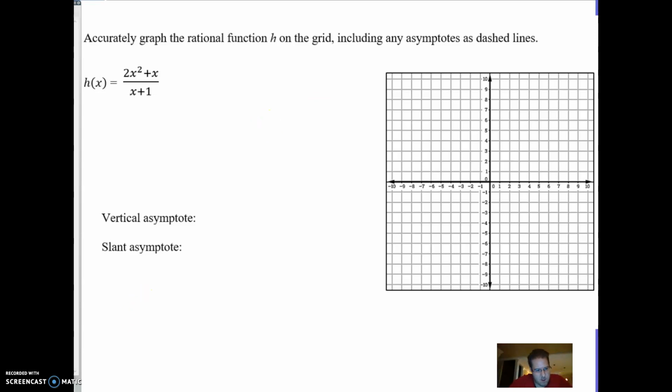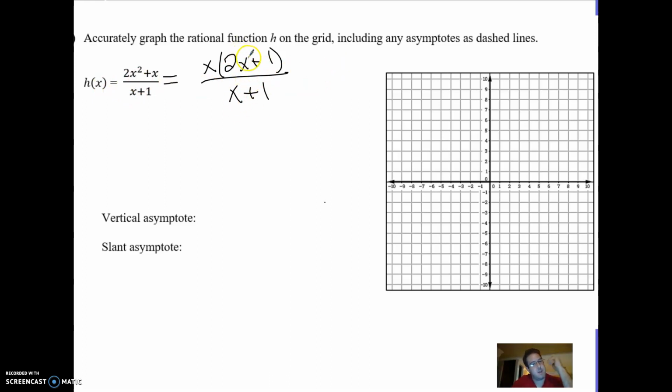So then the last one we're going to do, because I only have about 4 minutes left to go. So we have, okay, yep, that's where we left off. Accurately graph the rational function h on the grid and graph the asymptotes as dashed lines. Okay, so once again, we have a numerator with a bigger degree than the denominator. So I can first factor out the x. That leaves me with 2x plus 1 on top and x plus 1 on bottom.